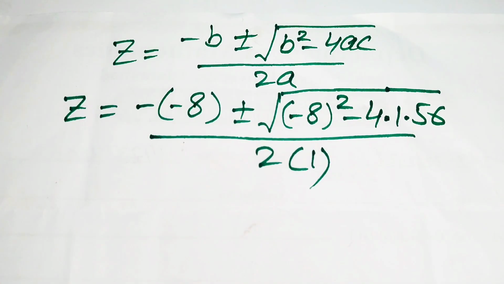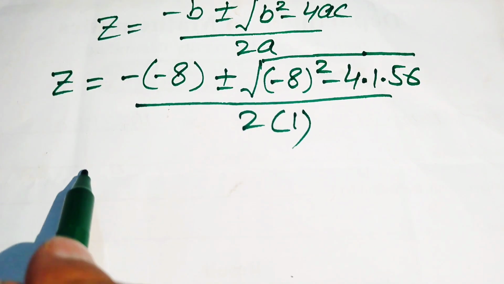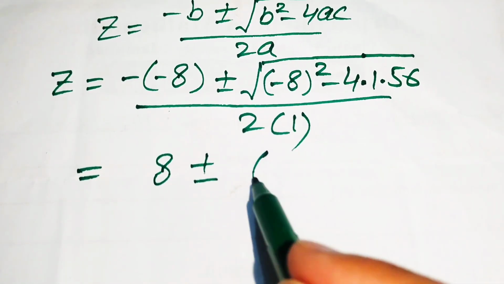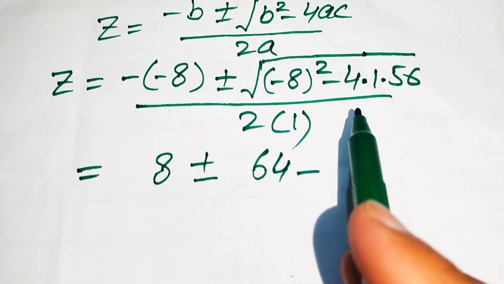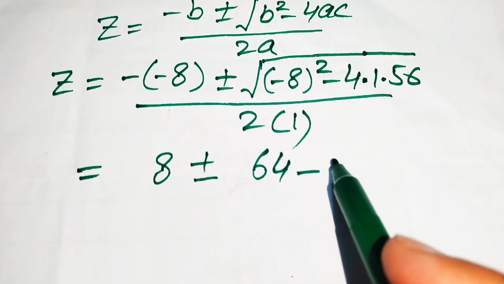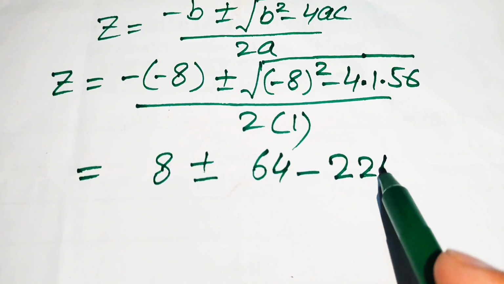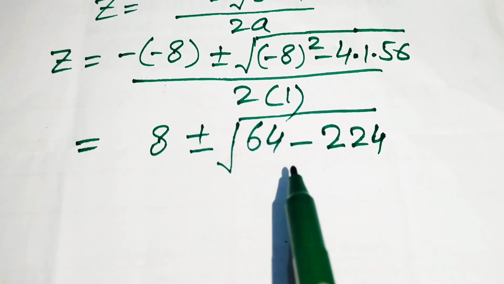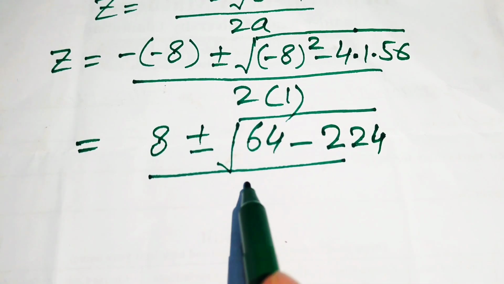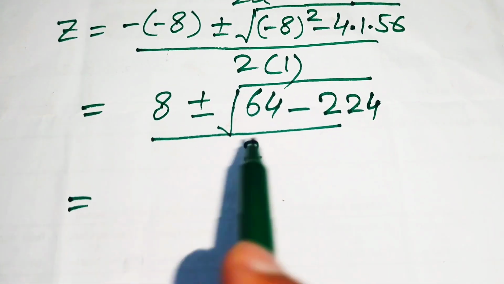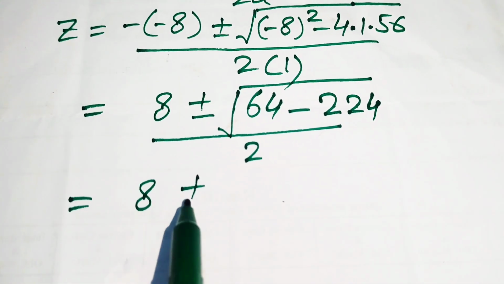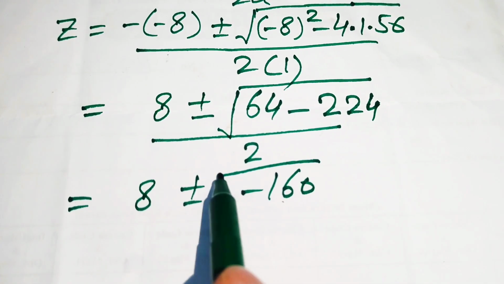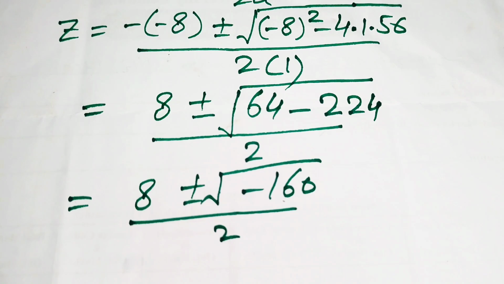And now in the next step, here we need some simplification, and this is 8 plus minus, 8 square becomes 64, and 4 times of 56 equals to 224, square root, and it is divided by 2 times of 1 is 2. So now we subtract 64 by 224, so it will be written as minus 160 square root divided by 2.